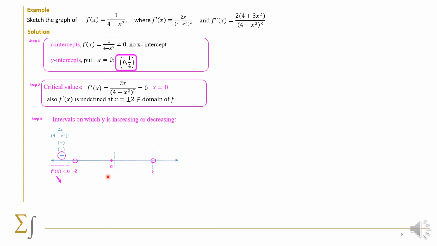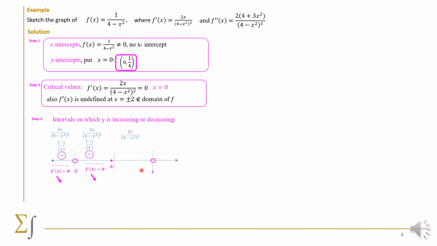From minus 2 to 0, we move on and we test the sign of the first derivative. Again the denominator is positive as I said, and any test point in the interval from minus 2 to 0 will give us a minus, so the whole thing will be minus. The first derivative is less than 0 on this interval, telling us that the function is still decreasing between minus 2 and 0. We move to the interval from 0 to 2.